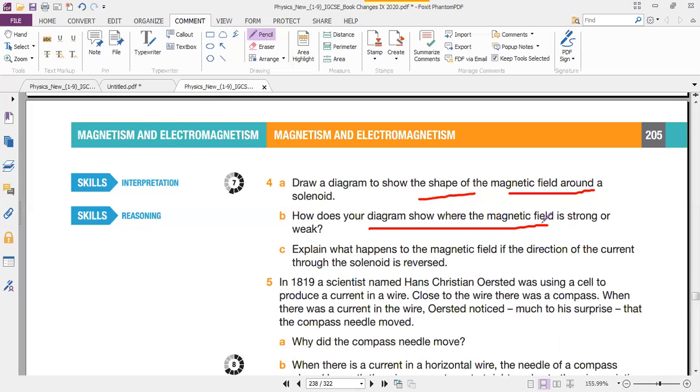Question number C, explain what happens to the magnetic field if the direction of the current through the solenoid is reversed. If the direction of the current through the solenoid is reversed, the directions of the magnetic field and its poles are also reversed. I repeat once again, the directions of the magnetic field and its poles are also reversed.